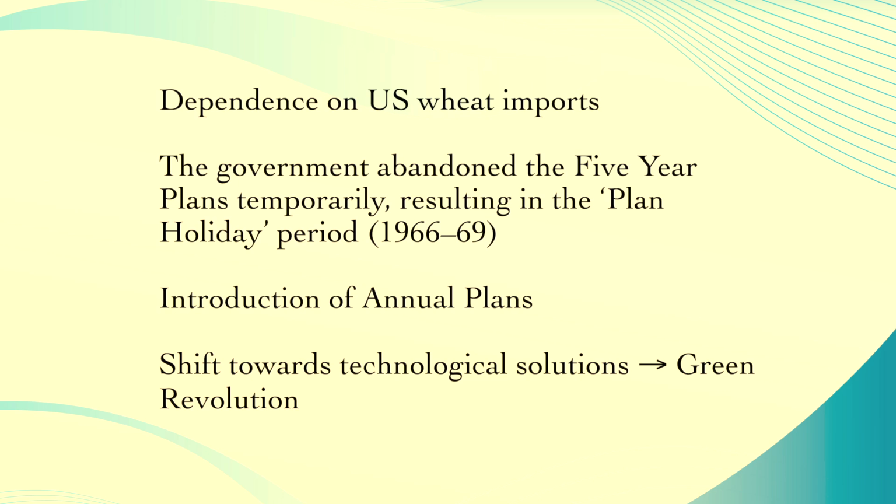In response, the government abandoned the five-year plans temporarily, resulting in the plan holiday period, that is from 1966 to 69, during which the annual plans were implemented. And these annual plans introduced a clear agricultural development strategy that shifted focus from structural and social constraints such as conservative agrarian relations and inefficient practices to technological modernization. This approach, described as a betting on the strong, laid the foundation for the Green Revolution, which was implemented during the fourth plan.